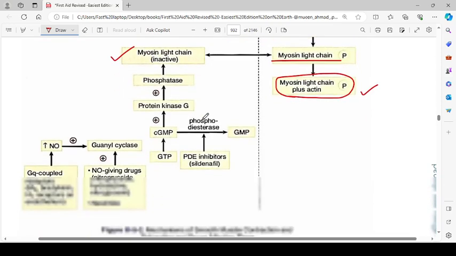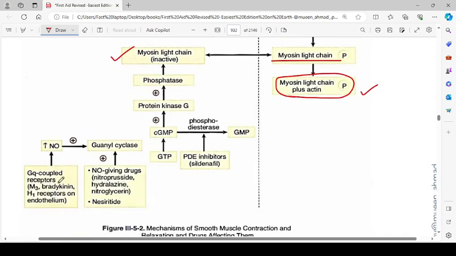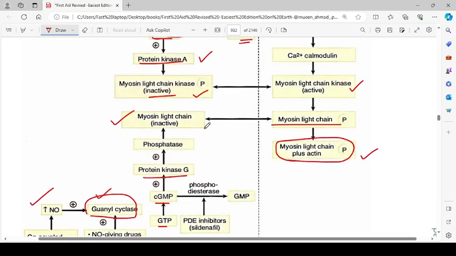Yeah. So here you can see the Gq coupled pathway receptors, M3, bradykinin and H1 receptors on the endothelium. They stimulate the nitric oxide production, which will stimulate the guanylate cyclase. Also, nitric oxide giving drugs, nitroprusside, hydralazine, nitroglycerin, all of them stimulate the guanylate cyclase activity. That will help convert the GTP into cyclic GMP. That will stimulate the protein kinase G, which is a phosphatase, and that inactivates the myosin light chain and helps in relaxation.